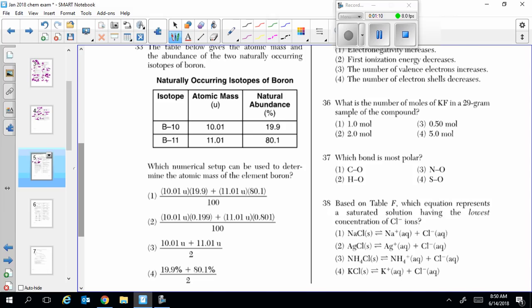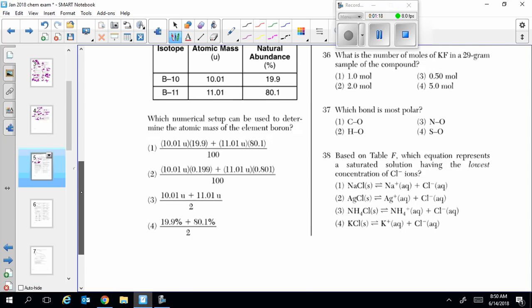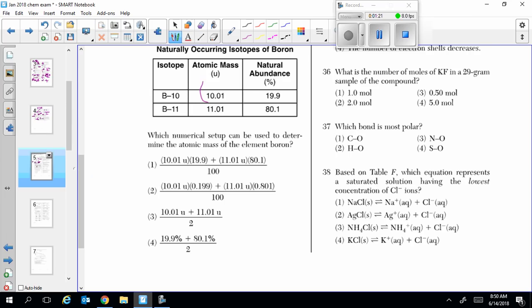The table below gives the atomic mass and the abundance of 2 isotopes of boron. Which numerical setup can be used to determine the atomic mass of the element? So I want to multiply this times this, and I want to add it to this times this. So I go down here and I look for that. 10.1 times 19, 11 times 80. Okay, here we go. And then I definitely need to divide by 100 because this is a percent. Okay, so there's my choice. I never divide by 2, and these ones already moved the decimal, so if they already moved the decimal, I can't divide by 100.